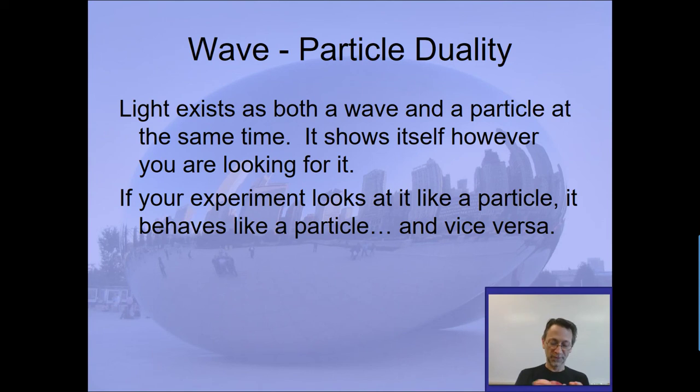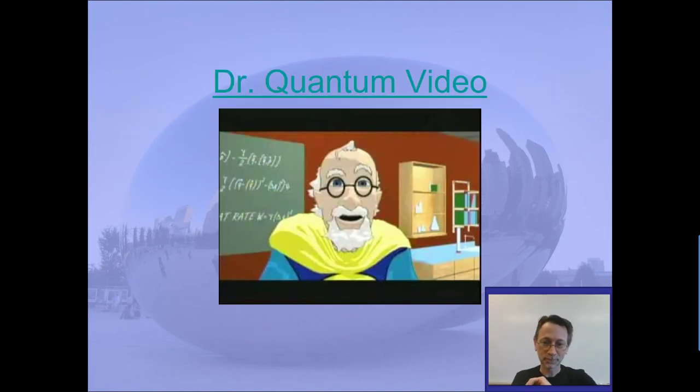If in your experiment you look at light as a particle and you try and prove that it's a particle, then it will behave like a particle. But in your experiment, if you're proving that light is a wave, then it will behave like a wave in that way. So it is both at the same time, wave-particle duality.